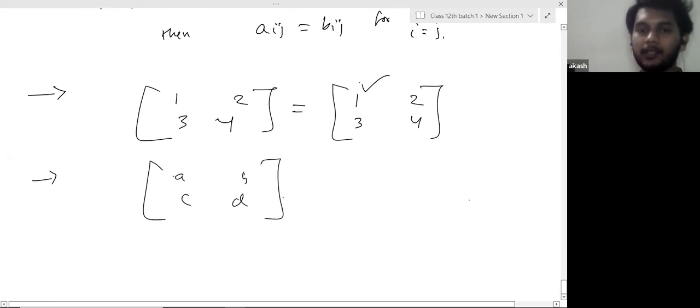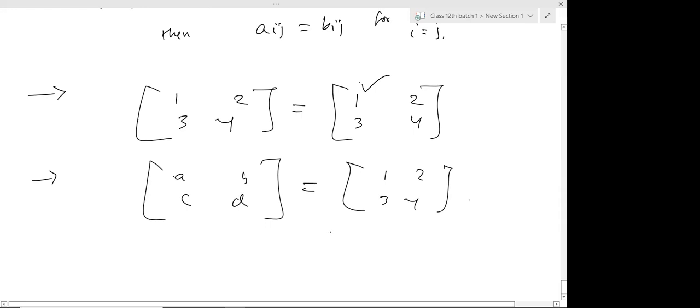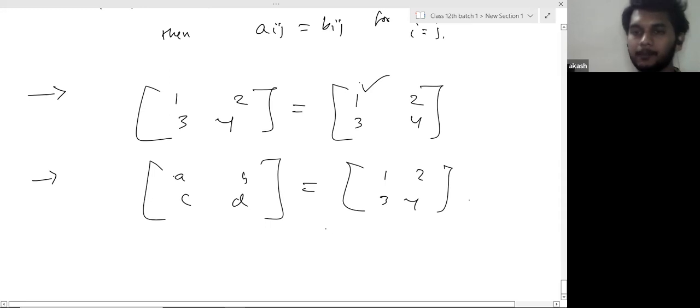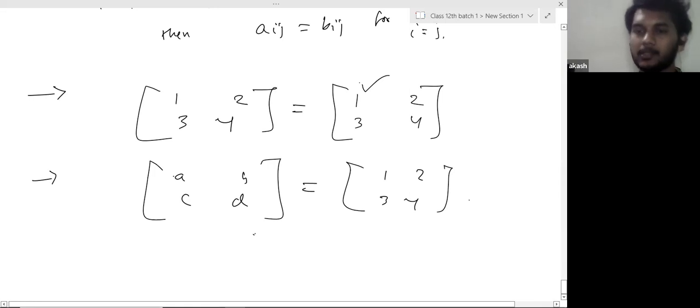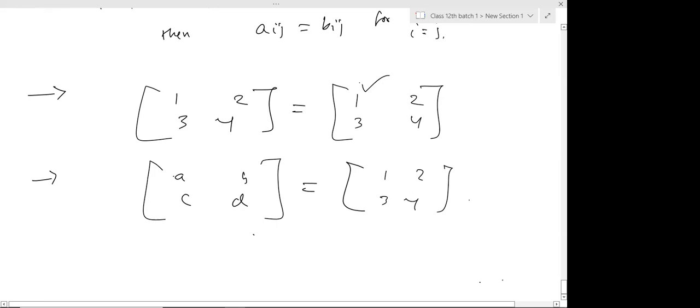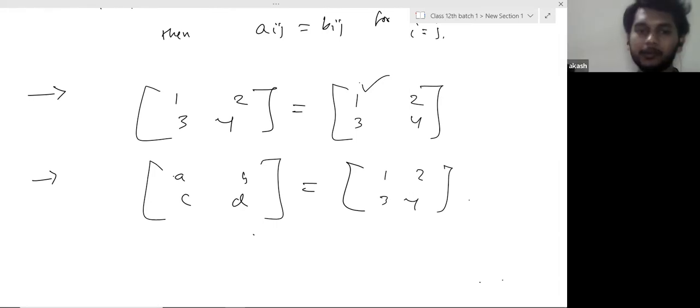So if I write A, B, C, D equals 1, 2, 3, 4. Krishna, what is the value of B? 2, sir. And Hamza, what is the value of C? 3. And Shekhani, what is the value of A? A is 1. Absolutely right. So this is clear, equality of matrix. Yes. Write down the examples. Then we'll solve one question.